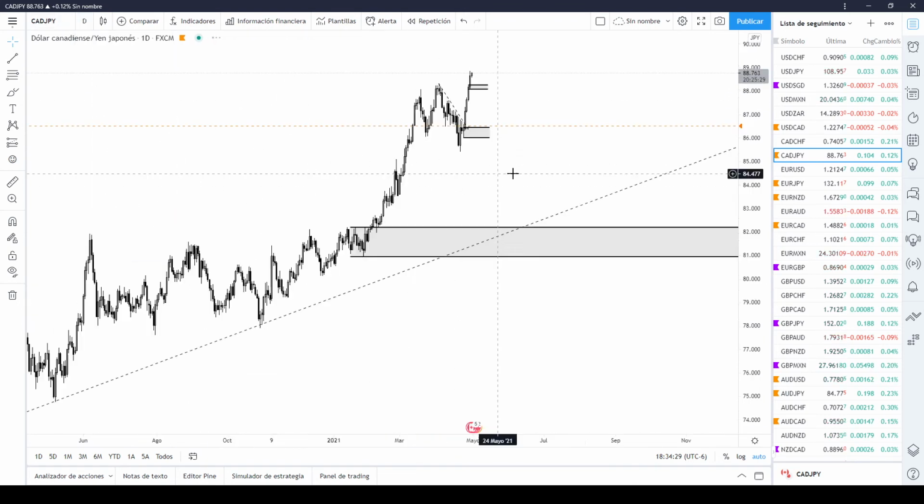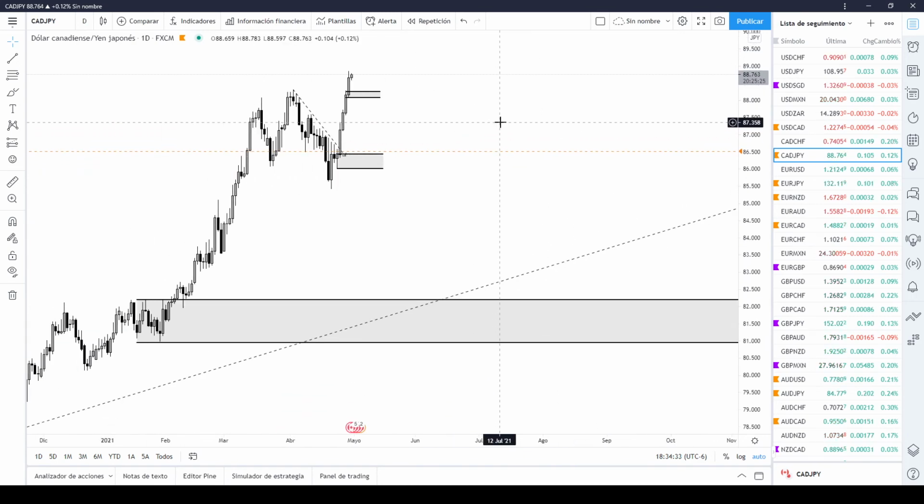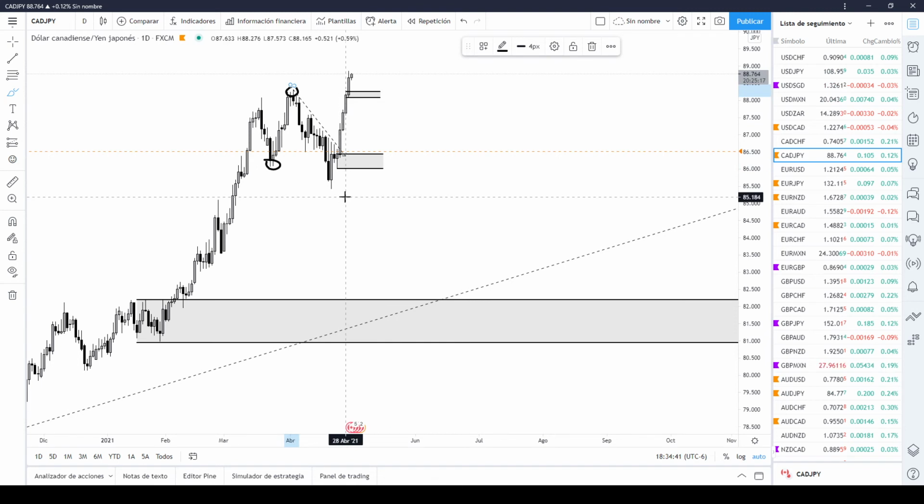See, this is a good example of why I don't use the structure. This is your last swing low. This is your last swing high. So we have another low here, and people were looking for, I don't know, something like this, right? Using the daily time frame.